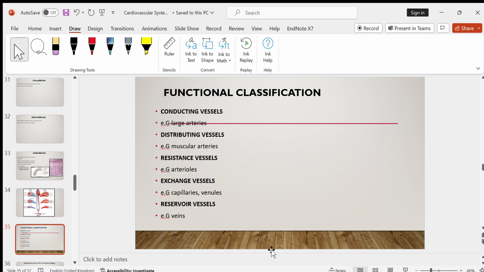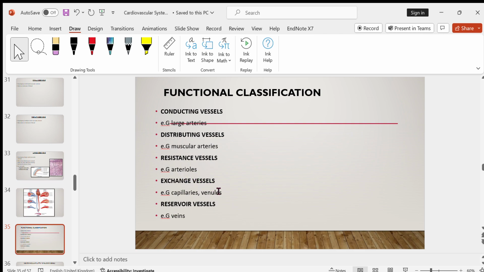Up till now, we have discussed the anatomical classification of blood vessels. Now we'll briefly discuss the functional classification. It has 5 categories. The first one is the conducting vessels, and the example is large or elastic arteries. Next is the distributing vessels, and the example is muscular arteries or medium-sized arteries. Next are resistance vessels, and the example is arterioles.